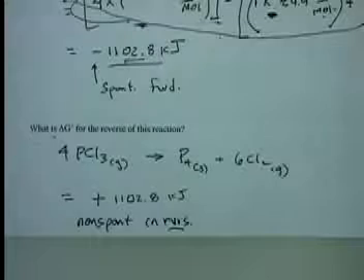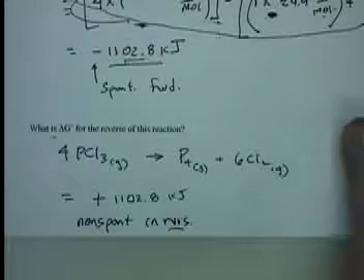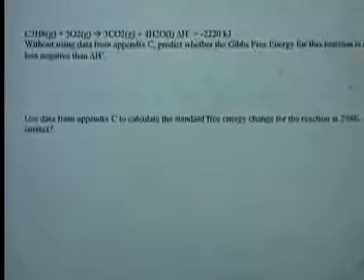Non-spontaneous in reverse. That reaction won't happen by itself. There has to be some kind of outside intervention. If you flip over to the next page, we have a question at the top that says, without using data from Appendix C, predict whether or not the Gibbs free energy for this reaction is more negative or less negative than delta H.